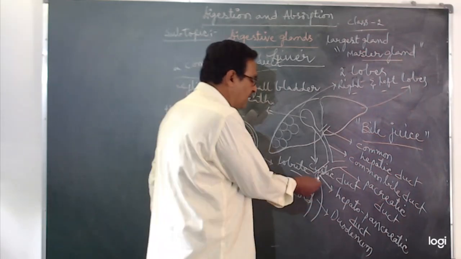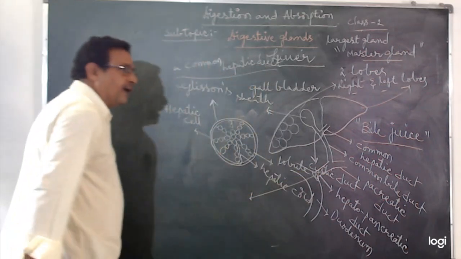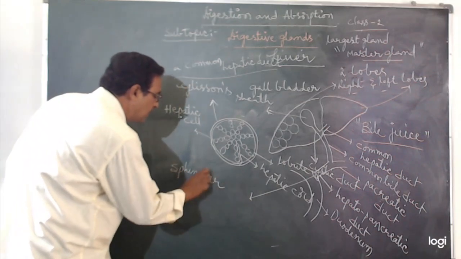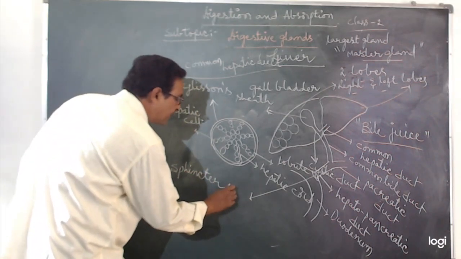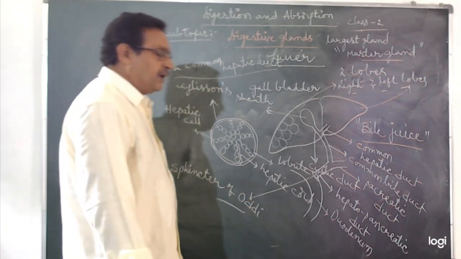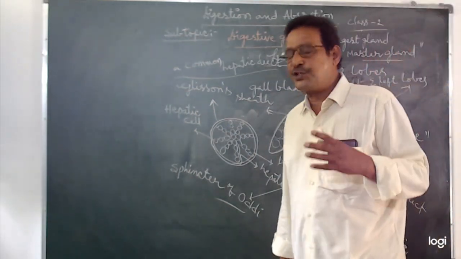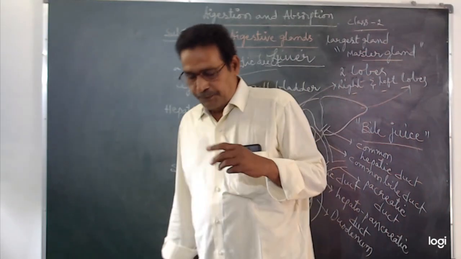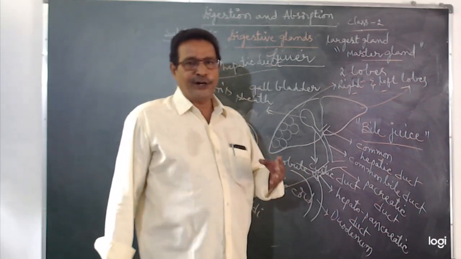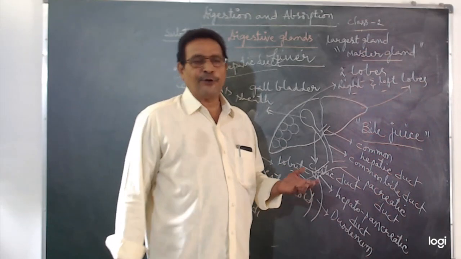At this opening, that opening is regulated by a sphincter called sphincter of Oddi. So both bile juice and pancreatic juice will enter the duodenum. Both juices will be poured into the lumen of duodenum.